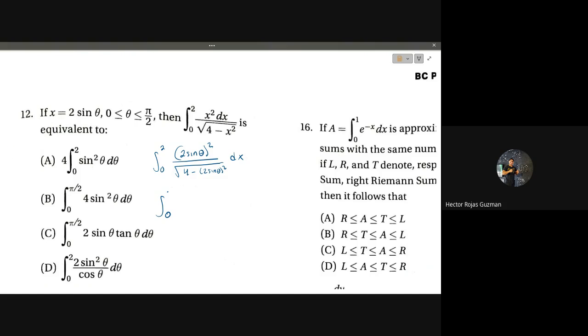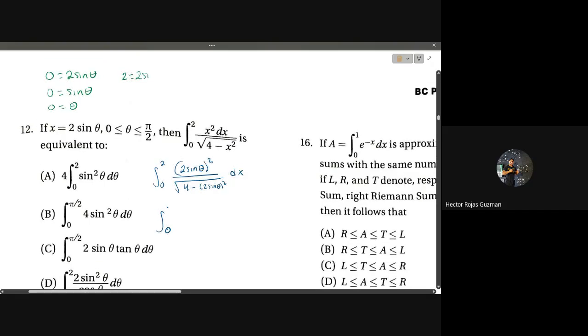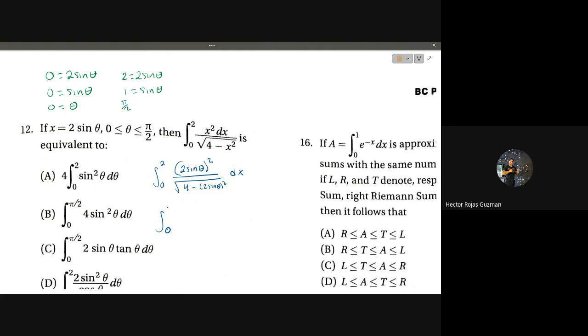I'm plugging in 0 into theta, but 0 is not theta. Here, I'll do it again. This is x. So 0 equals 2 sine of theta, because now we're looking for theta. Take the sine inverse, and you're going to get 0. Okay, that one didn't change, but the other one will change, because you have 2 equals 2 sine of theta. 1 equals sine of theta. So pi over 2 equals theta. See, there we go. All right.